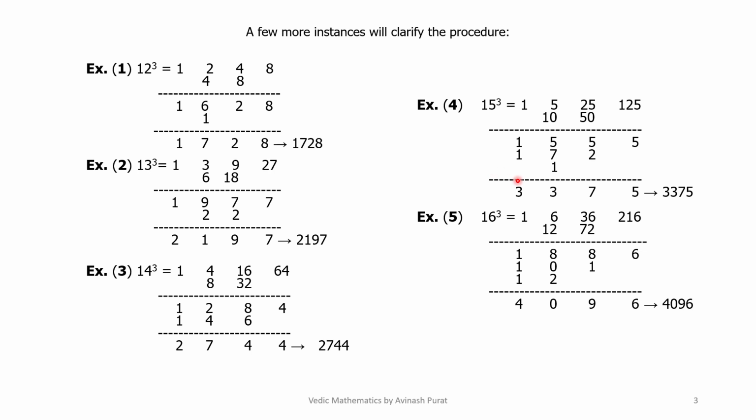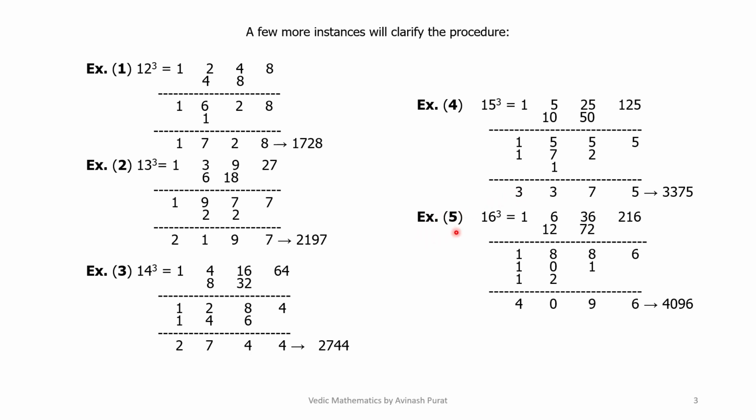Now the grand total: 1 is taken down, 1. So 5 plus 2 is 7, 5 plus 7 is 12 plus 1 is 13, 3, 1 is taken to the left, so 1 plus 1 is 3.